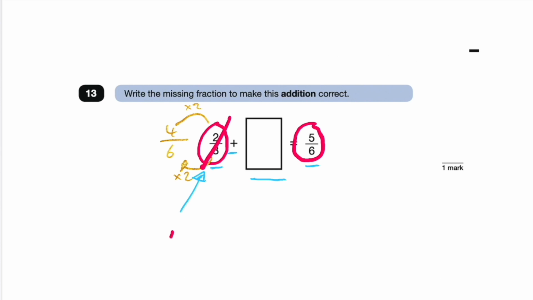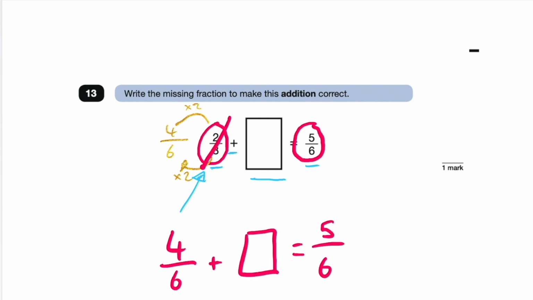So now my question says 4/6 plus something equals 5/6. Well, hopefully we can see that 4/6 add 1/6 would equal 5/6. If this was a bit trickier and I couldn't see that in my head, I could just do the inverse and do 5/6 subtract 4/6 equals 1/6. Same answer. I'm going to make sure I put my answer actually in the answer box just to be sure.